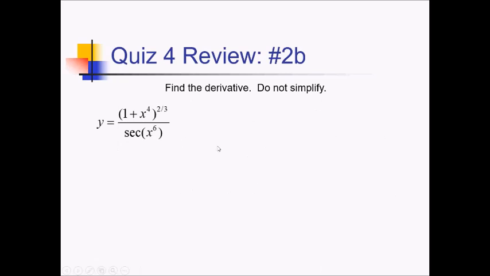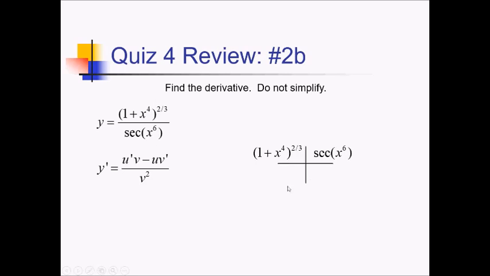On this problem, and in general when you're taking the derivative of a quotient, it's a good idea to use the quotient rule if you can't simplify. So that's going to be u prime v minus uv prime all over v squared. And just like the product rule, we use the box and ribbon to help organize things. So we've got the numerator in the upper left. That's 1 plus x to the fourth all raised to the 2/3. And in the upper right, we have the denominator, secant of x to the sixth.